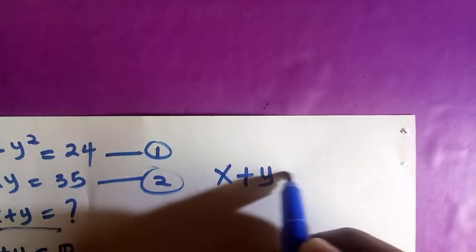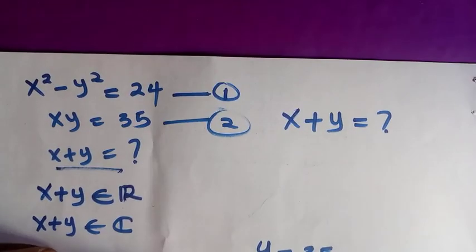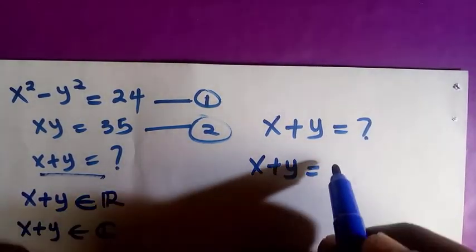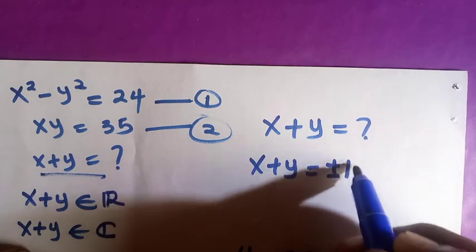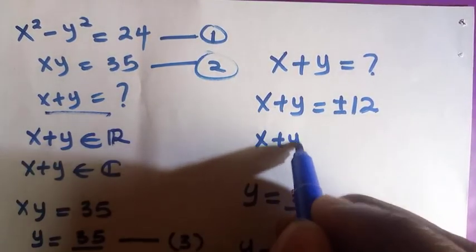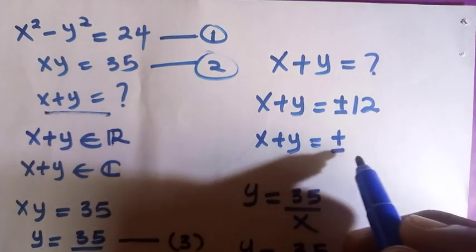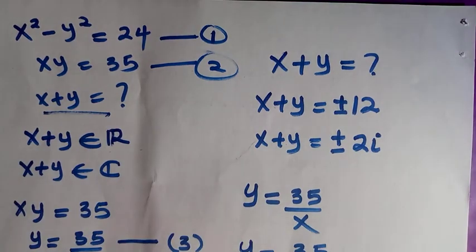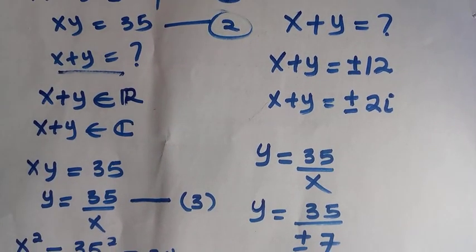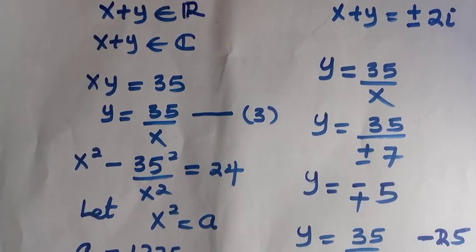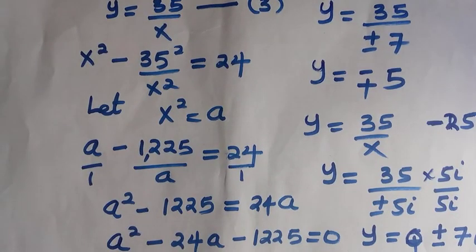So to obtain x plus y, if x equals plus or minus 7 and y equals plus or minus 5, we get a real part of plus or minus 12. For the second one, x plus y is plus or minus 12i for the imaginary part. So this is how to solve this problem.